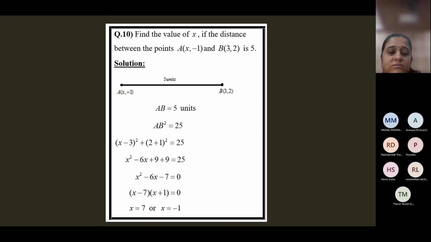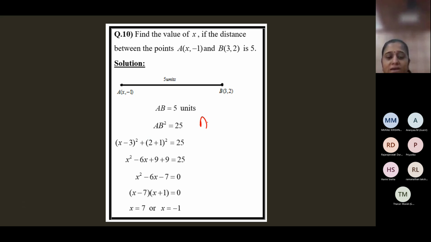Take a picture, children. You can see there, AB is 5 units. If you want, you can square, I said. AB square is equal to 25. When you write AB square, you should not put the square root symbol, so the square root is eliminated. So it's a quadratic equation. Split the middle term and find the values of x. So x can be 7 or x can be minus 1.